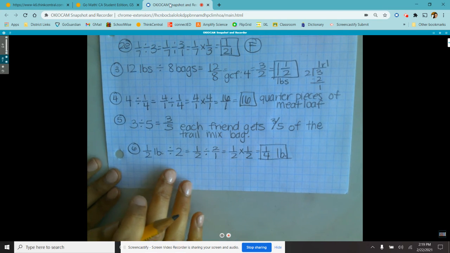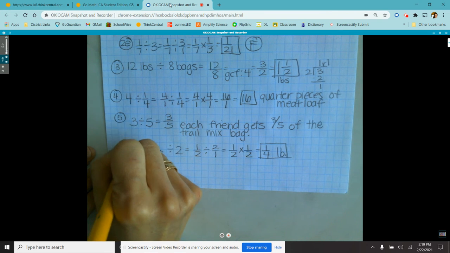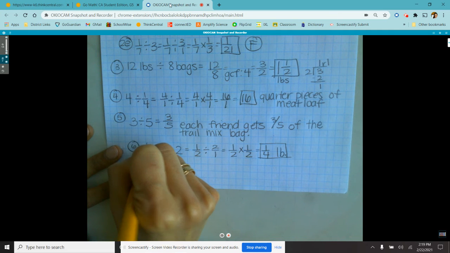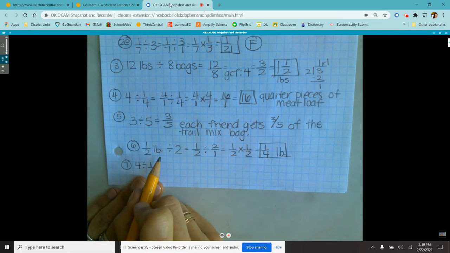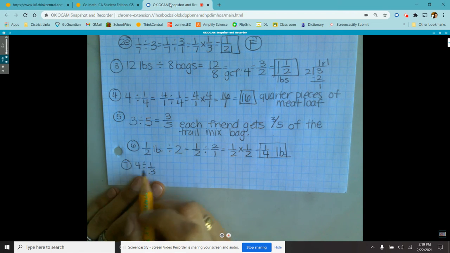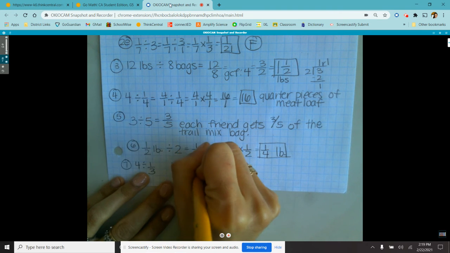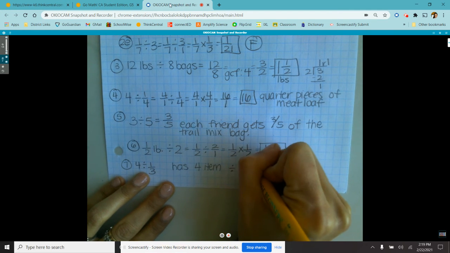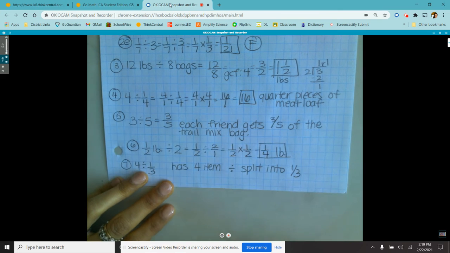Number 7, choose or create a problem that represents. So number 7 is 4 divided by 1/3. So remember, they tell you the answer at the end. You just need to make a problem. So in this case, you have to remember 4 items of something, and it's being split into thirds or cut into third pieces.